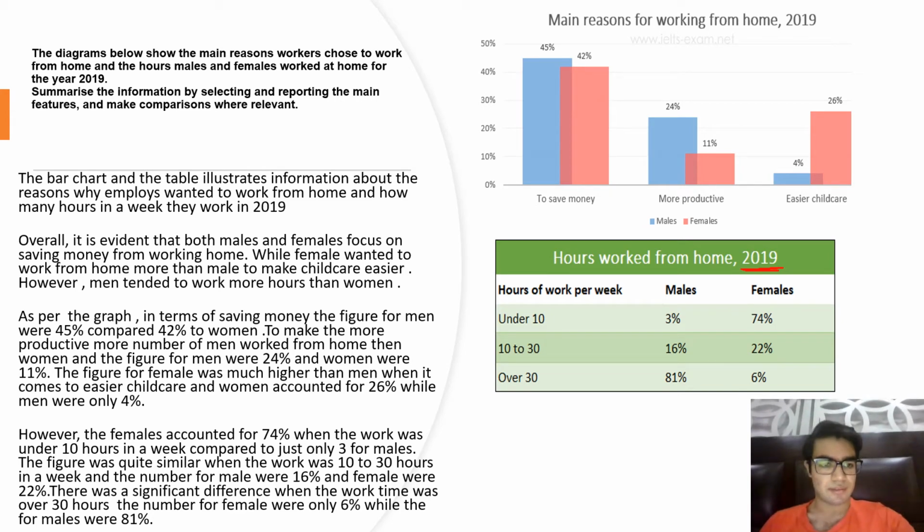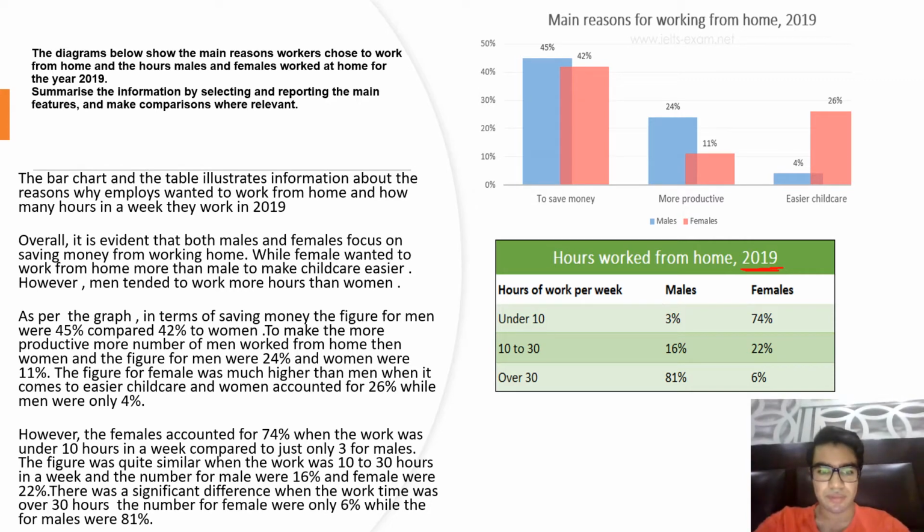Then in the second paragraph, I like his structure because he used the correct structure. The first one is introduction, then overview, and then third and fourth. So his overview is: overall it is evident that both males and females focus on saving money from working home. While female wanted to work from home more than male to make childcare easier. However, men tended to work more hours than women. Okay, the structure of the overview is good.